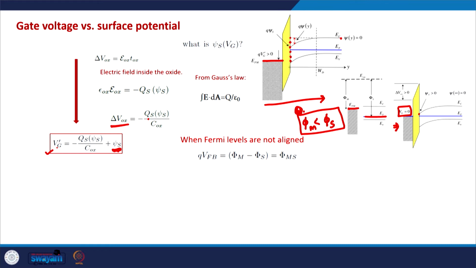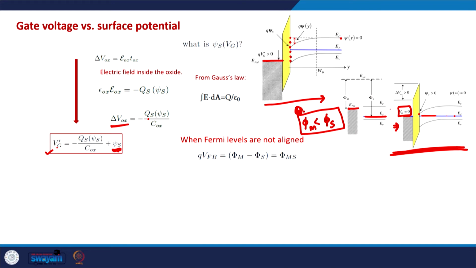because at zero Vg value the Fermi levels need to be aligned, and in order to align the Fermi levels, the conduction band and the valence band extrema will bend. So this is the case with no applied voltage on the gate terminal when there is a work function difference.